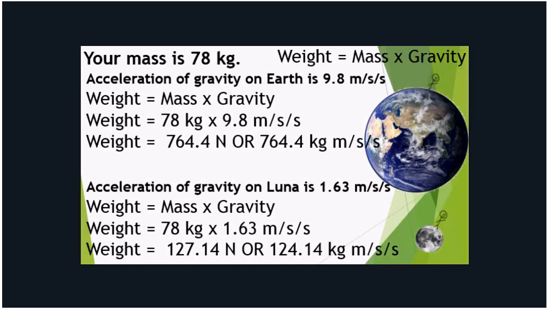Now, if you look at these two different numbers, 127.14 newtons is much, much smaller than your weight on Earth. The reason for that is, using the universal law of gravitation, these pictures are not to scale. But keep in mind that the mass of the moon is much smaller than the mass of the Earth.